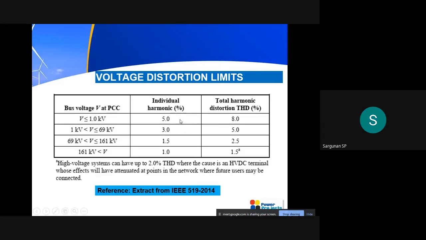This individual harmonic distortion is nothing but that for each and every harmonic, the second order, third order, fourth order, and so on.